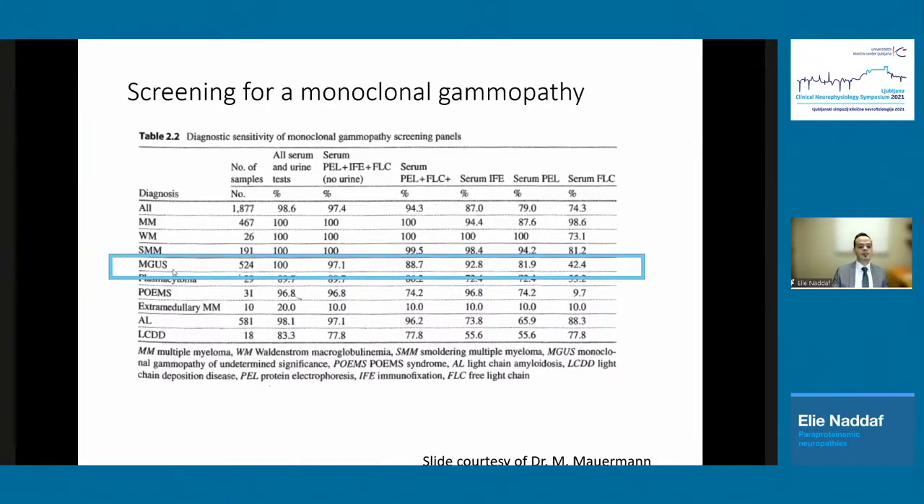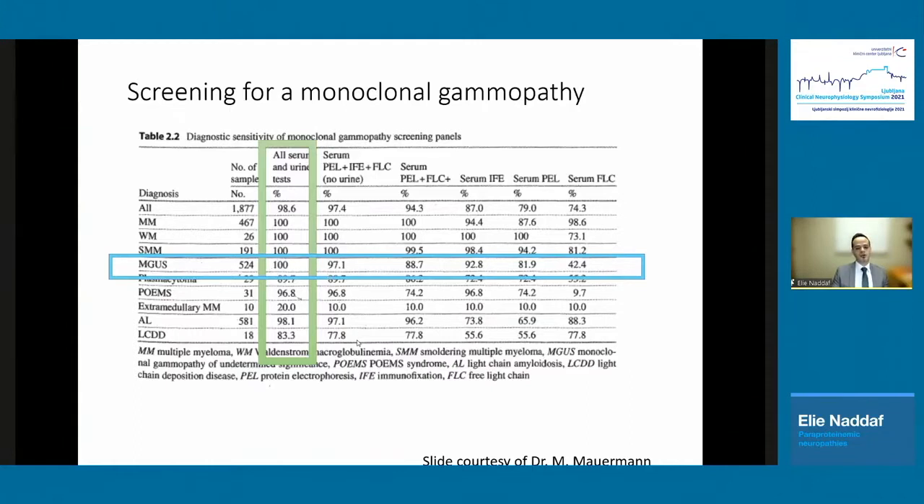And these are the patients that present to our clinic. For a monoclonal protein to be called of uncertain significance, obviously there has to be no underlying hematological disease and it has to be a lower certain level. But if you only do electrophoresis, as you see here, serum protein electrophoresis, the sensitivity is in the lower 80s. While if you do all your serum and urine tests, so that would be electrophoresis, immunofixation, and free light chain, you will be able to detect all the monoclonal protein.